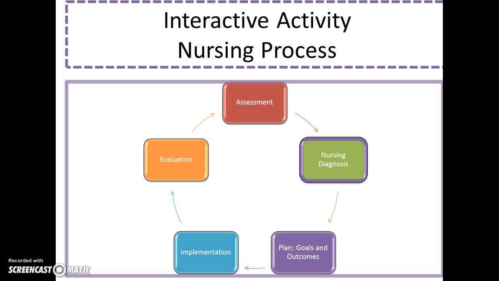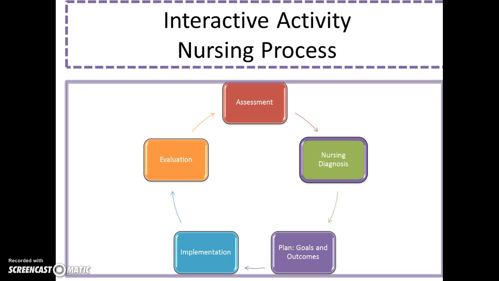So the nursing process, the first thing that we always do is we assess. We complete an assessment with the patient. Then what we do is we come up with a nursing diagnosis. From our nursing diagnosis, we come up with a plan which has goals and outcomes. And then we have an implementation, which is putting our plan into action. And then we evaluate our plan and our implementation.